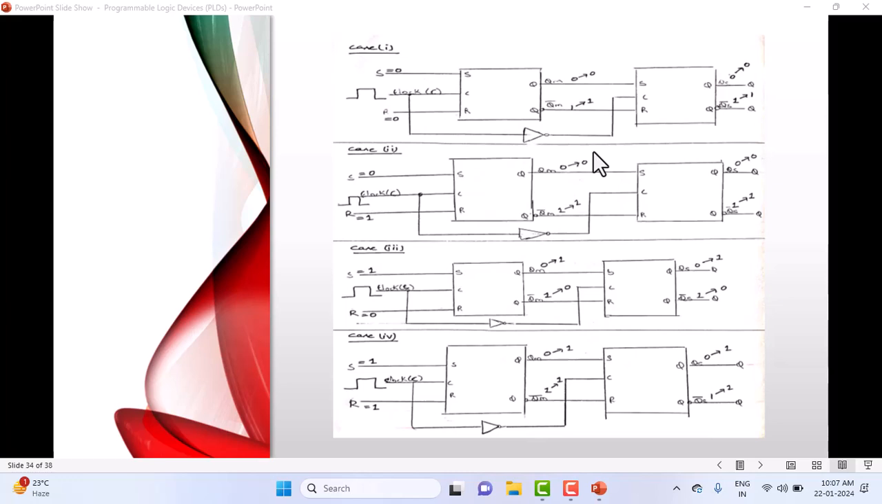You can assume any state here, whatever you want. If I assume here as 0 and this as a 1, and I have done the same thing here also, the assumption you can see as 0 and 1. Let us see what will happen to the next state.